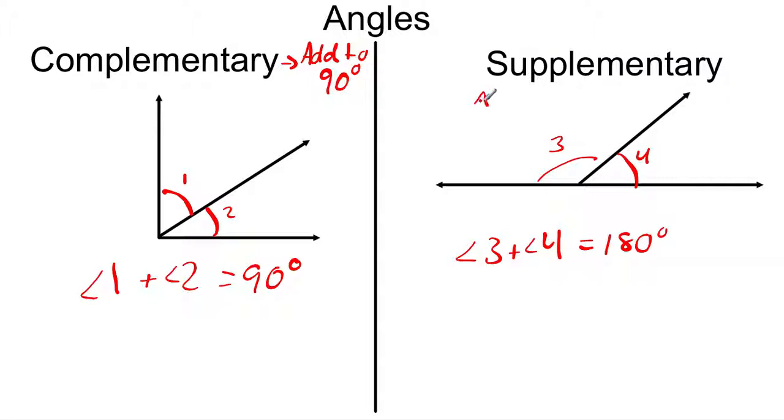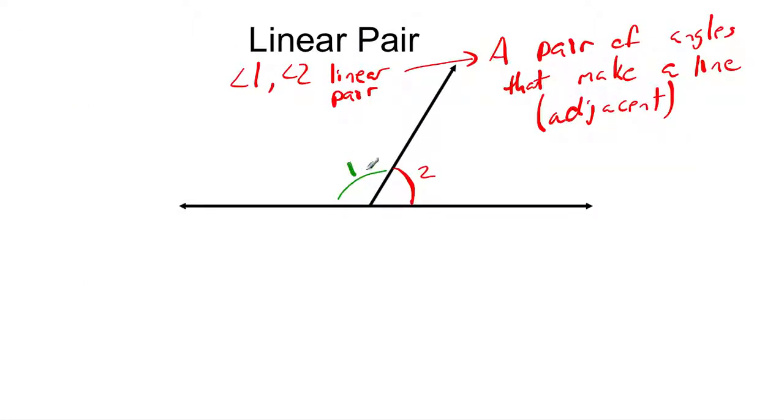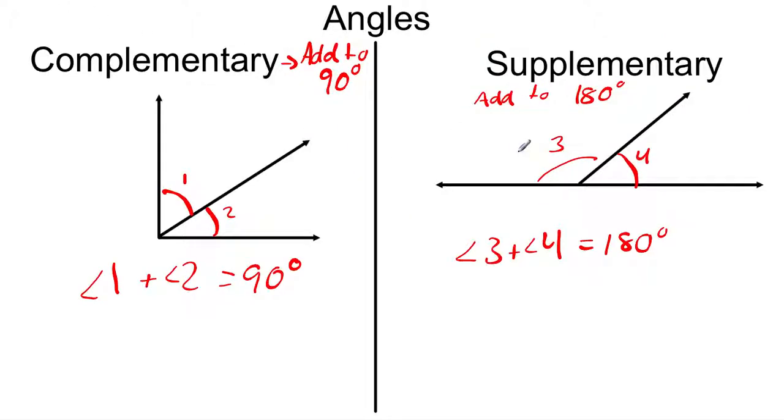So supplementary angles add to 180. And we can see that a straight line is going to be 180 degrees. And since supplementary angles add up to 180 degrees, we can say that a linear pair is going to be supplementary. Now the reason we have this word supplementary is, just like complementary angles, we can have multiple angles that add up to 180 degrees.